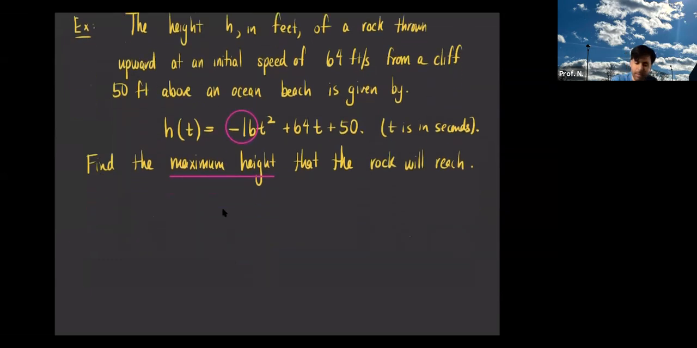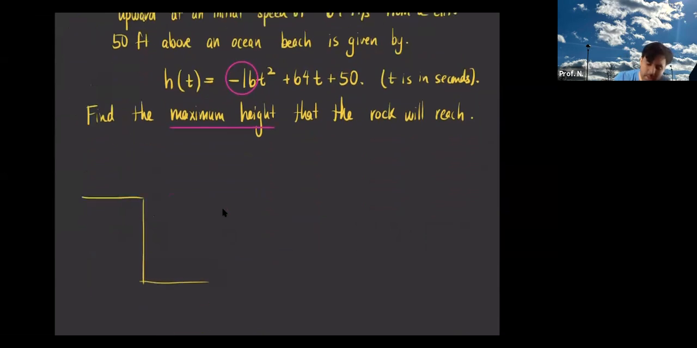And whenever we have such scenarios, we always want to draw, just in case. Drawing just helps. So this is like the beach here. And then you have this cliff here, and this is 50 feet above. And then you're somebody right here, and you're throwing a rock. It's a pretty big rock. You're just throwing it upward. And the height of that rock is given by this formula. And I want to find a maximum.